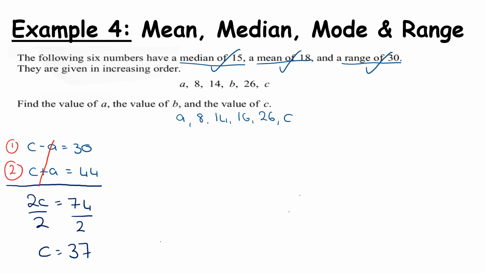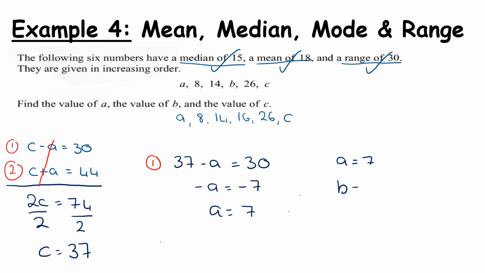37. Now that I know C, I can go back to either equation and I know 37 take away A is equal to 30. Therefore, minus A is equal to 30 take away 37, minus 7. So A is equal to 7. So A is 7. B, remember we worked that out first, was 16. And C is equal to 37. So this is an example of how mean, median, mode, and range could be asked at higher level.